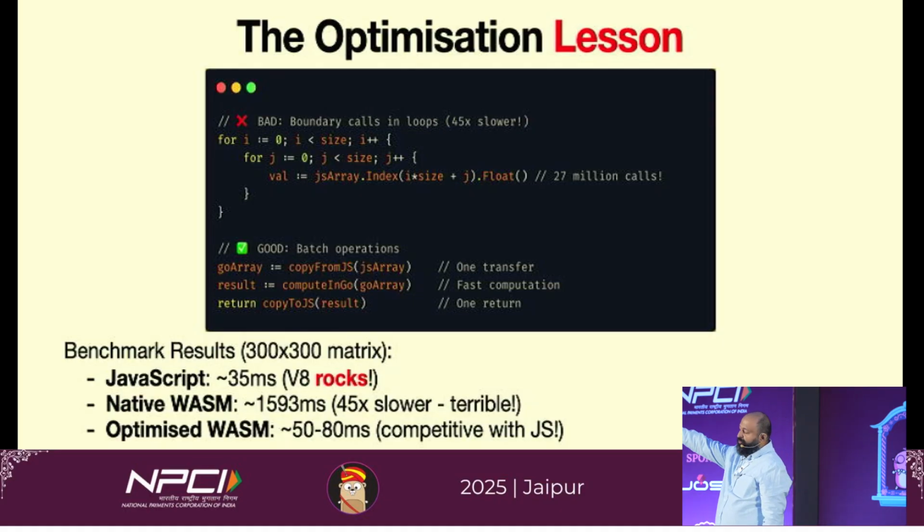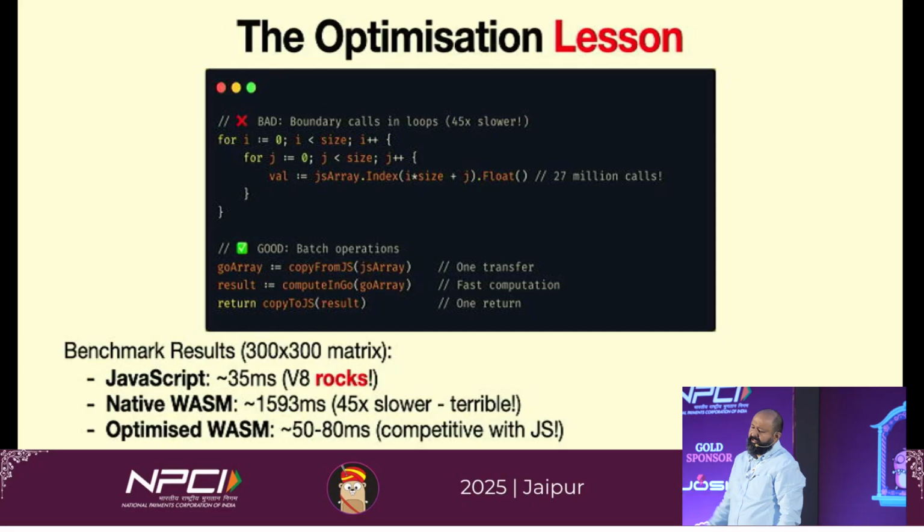But now, look at the second code. It's a lot more sequential and simpler. They do it in 3 stages. First they copy over all the data, then they do the computation on top of it, and then they return that data. Just that small change brought the WASM benchmark down to roughly 50 to 80 milliseconds, a lot more competitive with JavaScript. Obviously, these numbers may vary, but this gives a rough comparison between them.